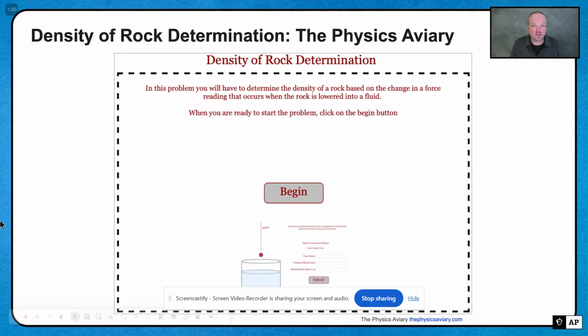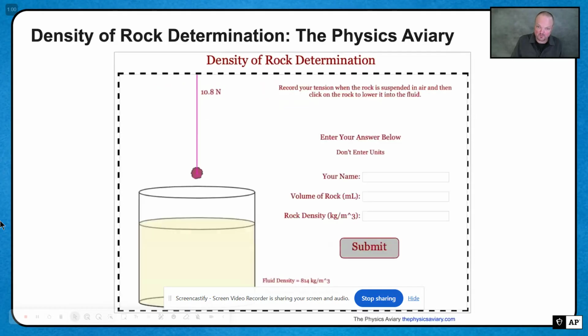In this problem, you will have to determine the density of a rock based on the change in a force reading that occurs when the rock is lowered into a fluid. When you're ready to start the problem, click on the begin button. So I'm going to click on the begin button. I just took pictures. And you'll notice that what they've given me is the tension in the string holding this rock, 10.8 newtons.